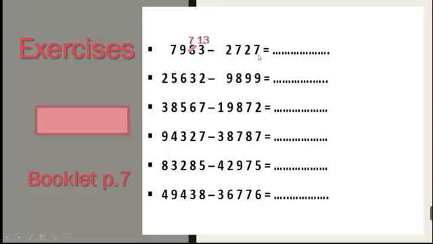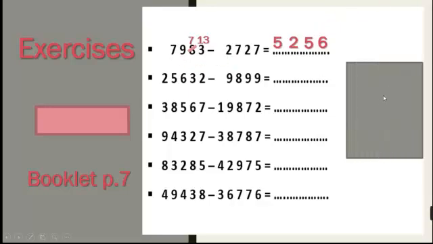Now 13 minus 7 equal 6. Now 7 minus 2 equal 5. I don't have to borrow here. 9 minus 7 equal 2 and 7 minus 2 equal 5. I also can make it in vertical way, starting from the units, and I will do the same steps.